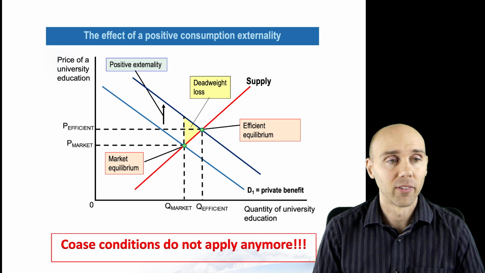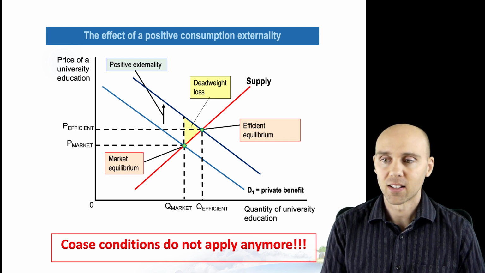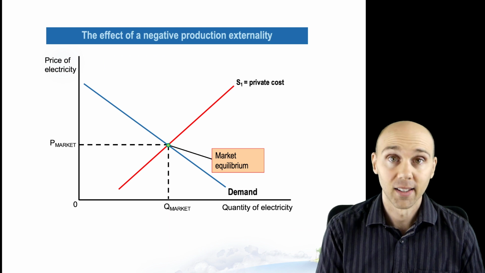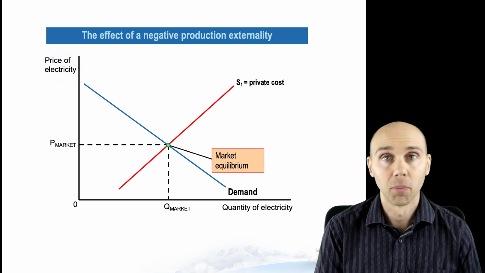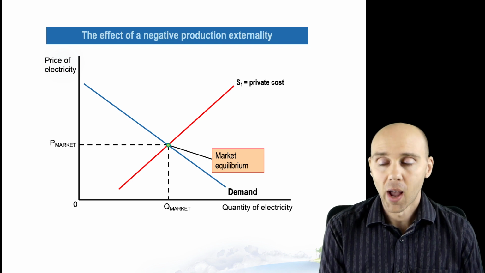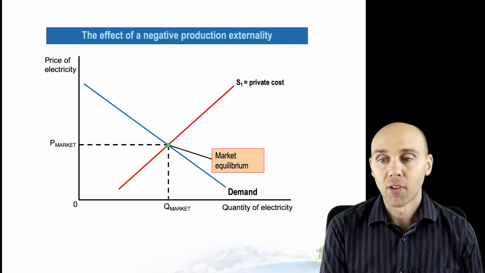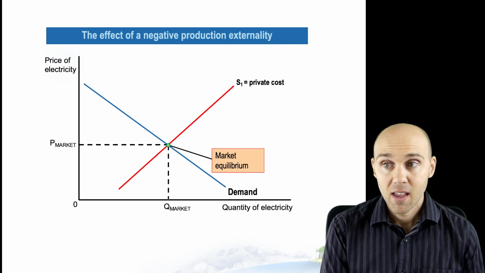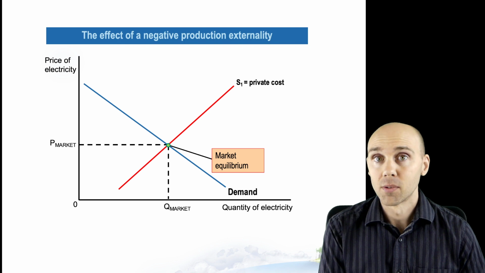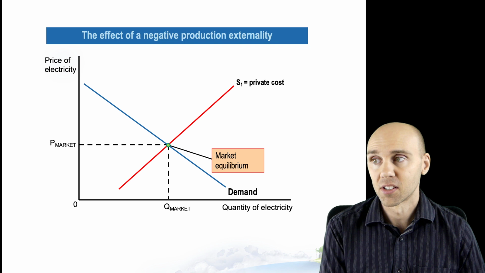Okay, let's look at the other very common situation, which is the effect of a negative production externality, such as a firm producing electricity, and we're talking in terms of the pollution to society. So we've got S1, which is the private cost, and we've got the demand curve. And here we need to take into account that for every unit produced, there's that private cost in terms of the supplier's marginal cost curve, plus this external cost to society.